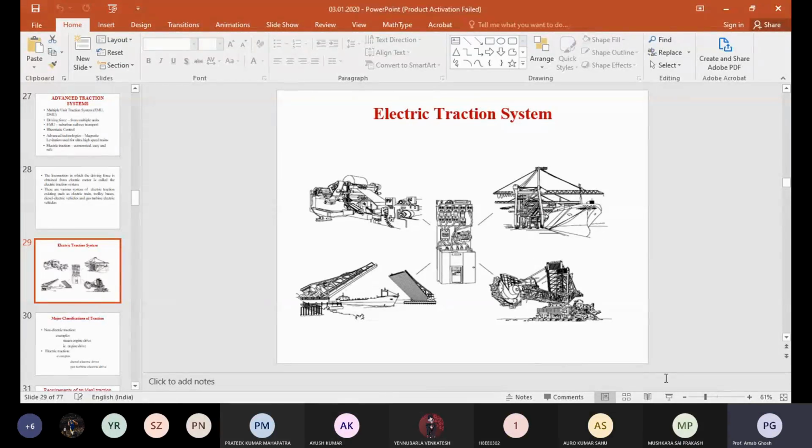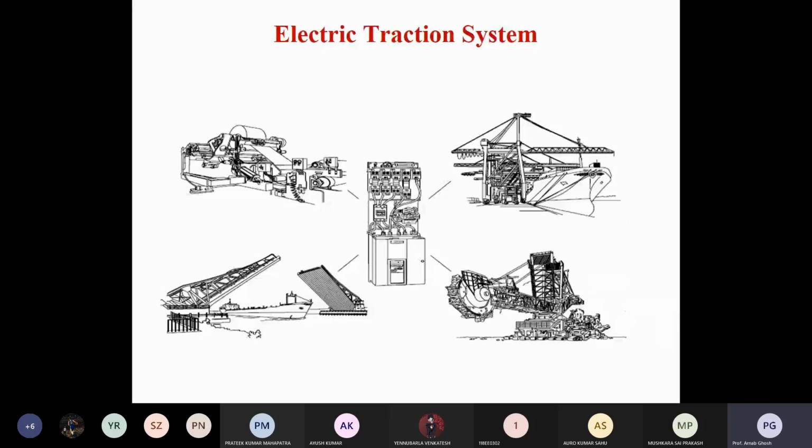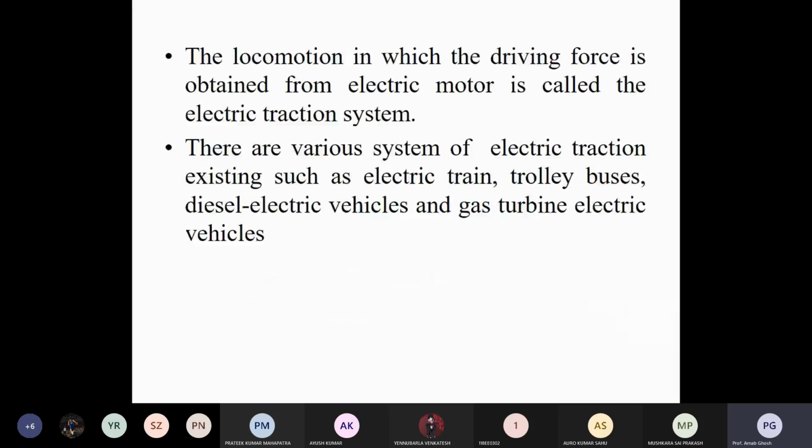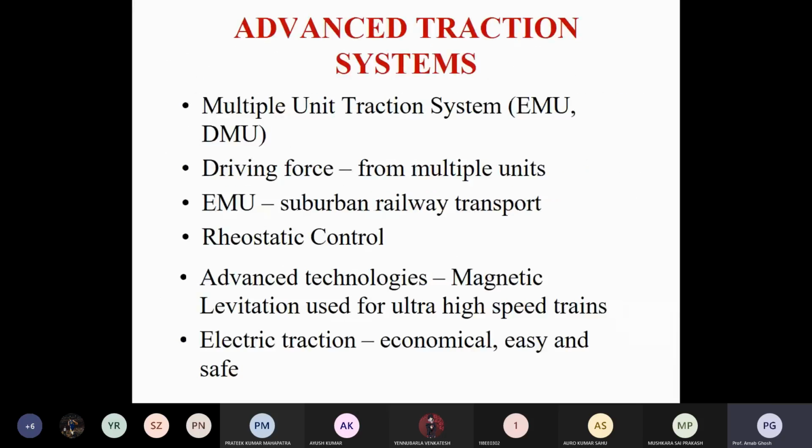Paper mill, rolling mill, then bridge, hoist, cranes. Then see in CPR. Different applications of traction can also be seen over here. These are all very popular examples of traction.